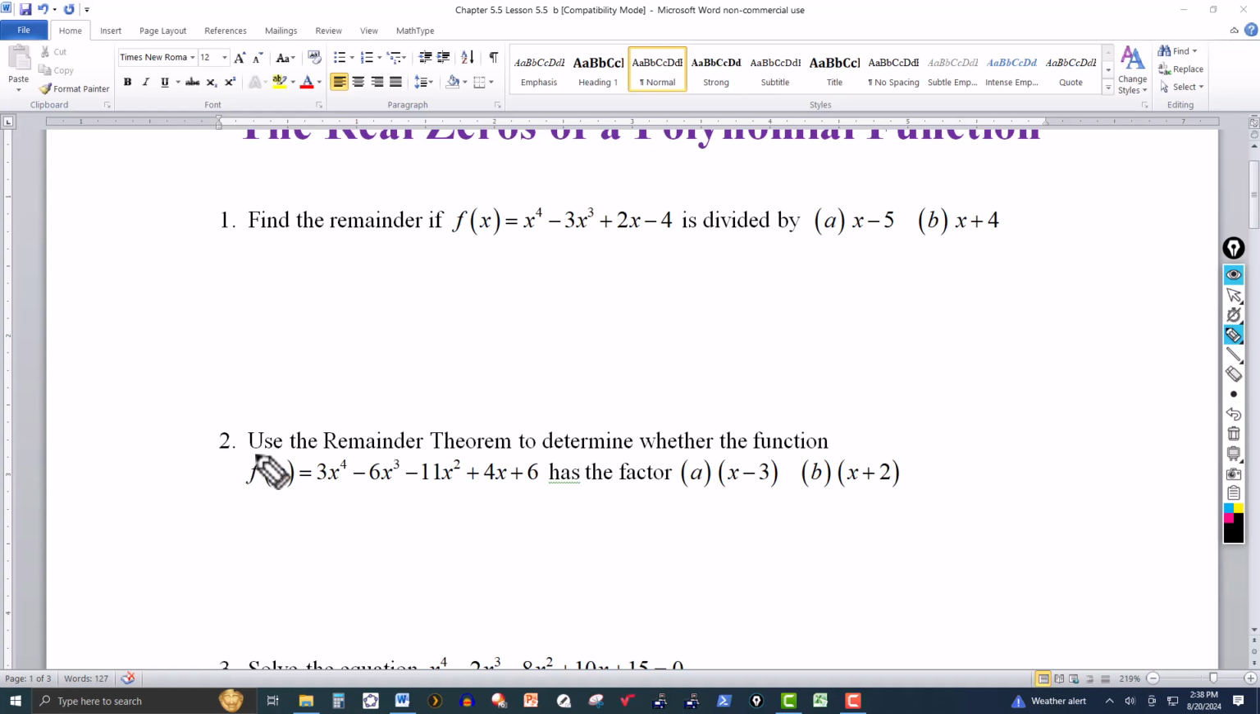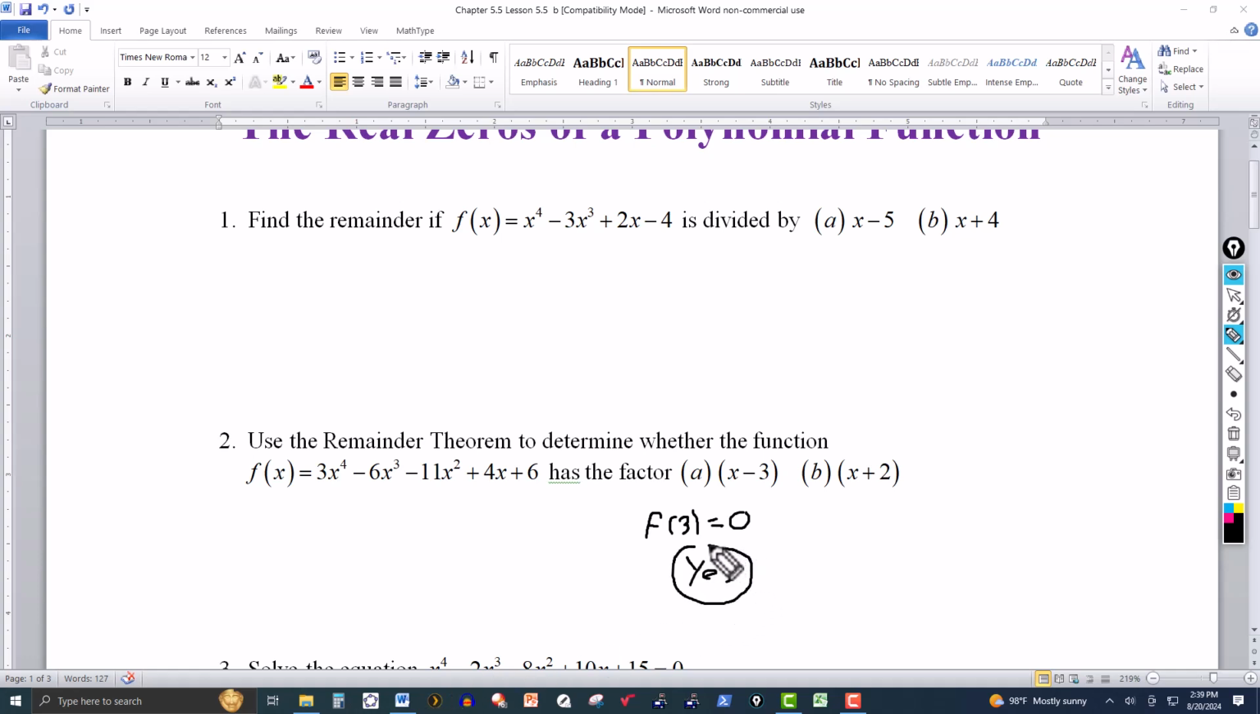Now number 2 is kind of related. It says use the combination of the factor and the remainder theorem. Use the remainder theorem to determine whether the function f of x here has the factor x minus 3. So for a, you would do the same sort of thing and say evaluate the polynomial at c. This would be x minus 3, so that'd be x minus c. Plug it in and you get 0. So from the factor theorem, because we got 0, this tells me yes, it is a factor.